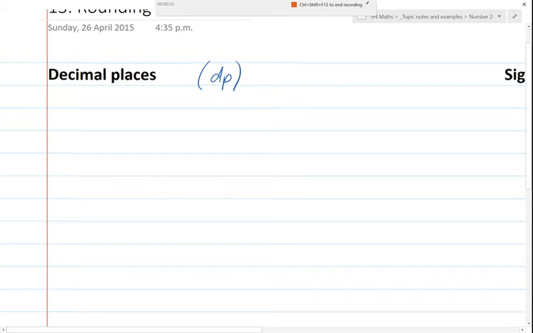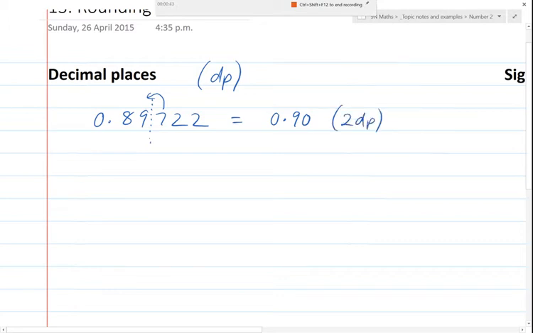So for example, if we had 0.89722 and we wanted to round that to 2 decimal places, we would have to cut it off there, and so we would round it to 0.90 because the 7 would make that round up, and we just write 2dp so that the people looking at our work know that we've rounded it.